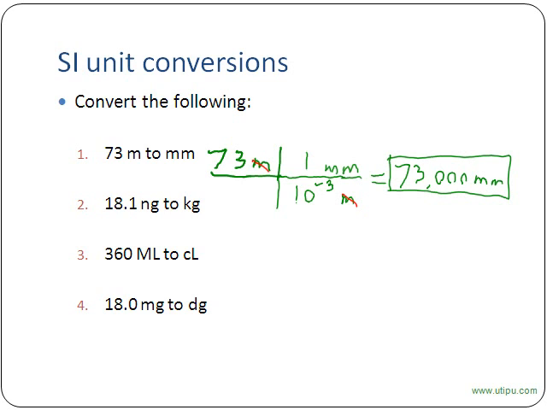Our next one, 18.1 nanograms to kilograms. So we start off here with 18.1 nanograms. Set up our table. We want to put nanograms on the bottom because that's what we want to cancel. We put 1 nanogram because the 1 goes with the prefix unit. We want to go to grams on top. Well, we look up on our table: what does nano mean? Nano means 10 to the negative 9th. So we have 10 to the negative 9th grams right there. And so that gets us from nanograms to grams, but we want to go to kilograms.